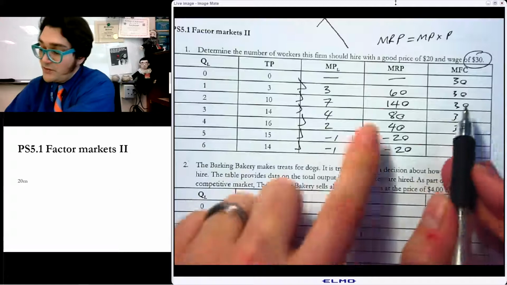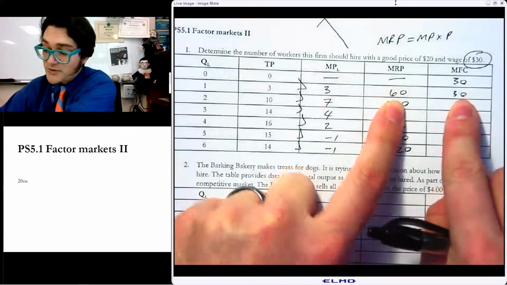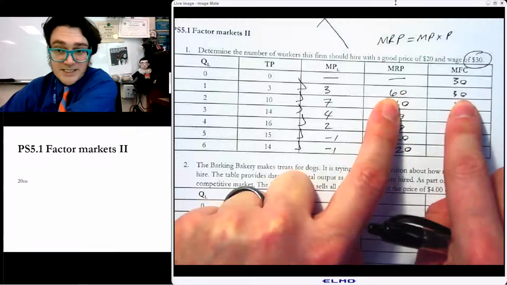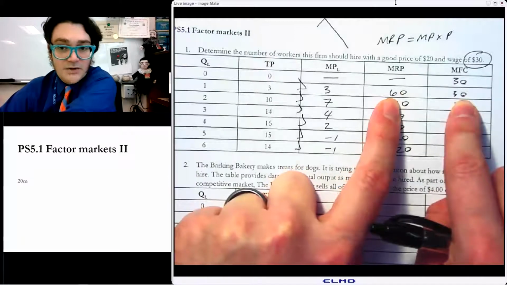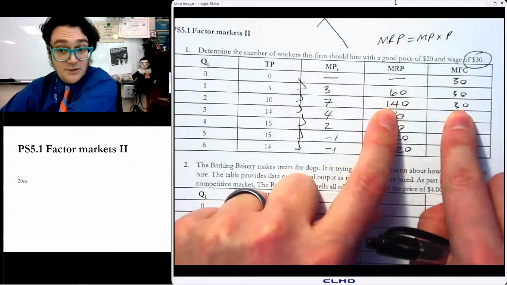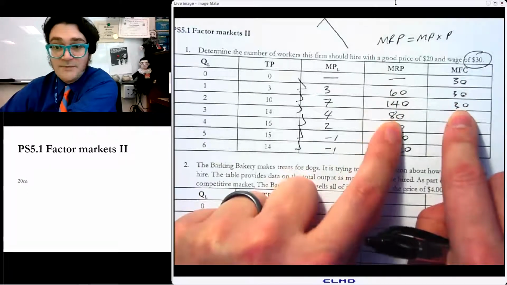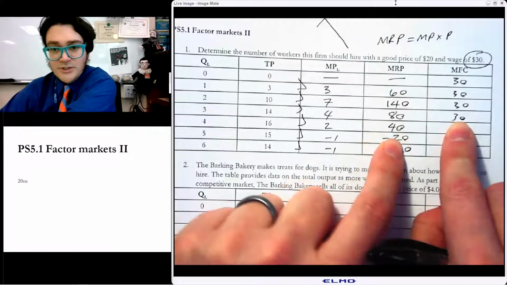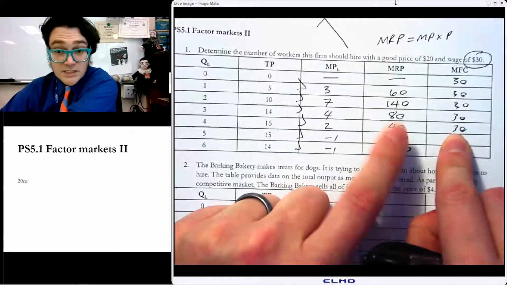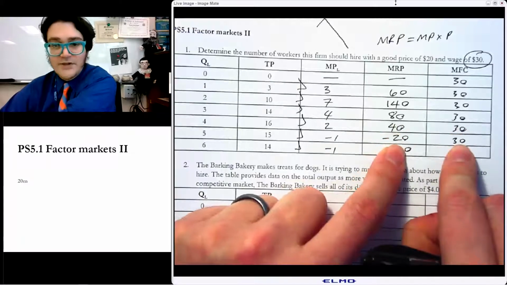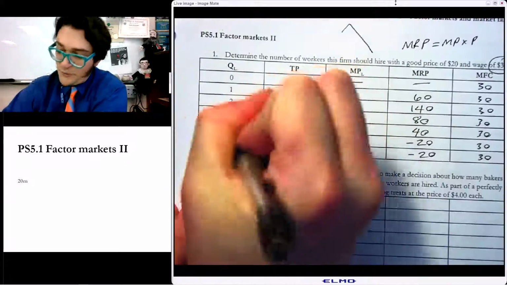But now all we have to do is ask, should we hire the first worker? Yeah, because the marginal revenue product is 60 and the factor cost is 30, so they net us $30. Should we hire the second one? Oh, definitely, because they give us 140 and they only cost 30. Should we hire the third one? Yeah, they give us 80 and 30. Sure, absolutely. Should we hire the fourth one? Yeah, it still exceeds the 30. Should we hire the fifth one? Nope, we shouldn't hire that one. So we should hire 4 workers.